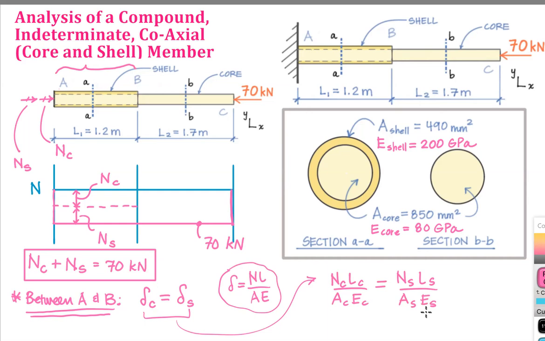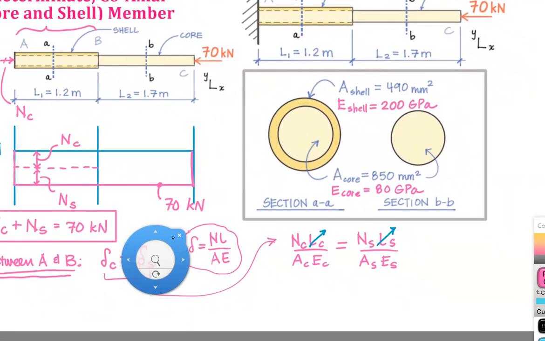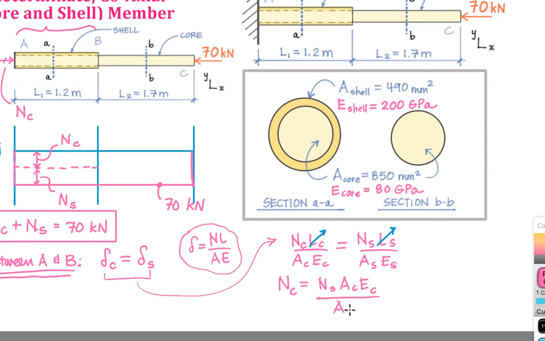Before we start plugging numbers into that expression, do you see anything that can be canceled out and neglected at this point? And hopefully you see that both the core and the shell are the same length. So we can cancel those out. I'm going to rearrange this, and say that my normal force in the core is equal to, and just rearrange this equation like so. At this point, I'm ready to plug in values.